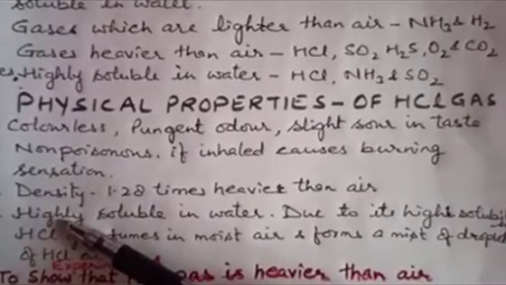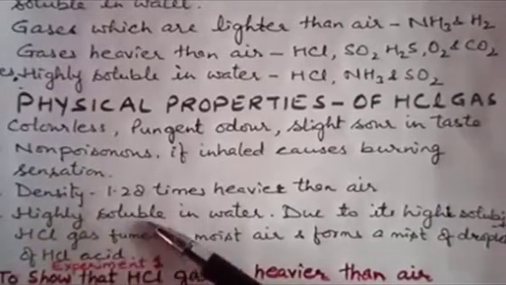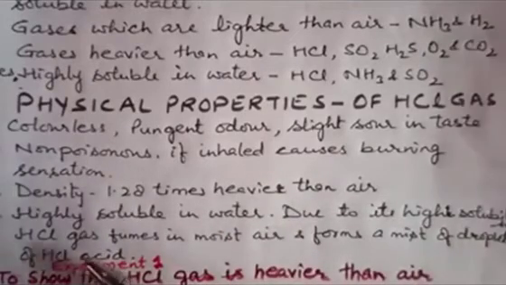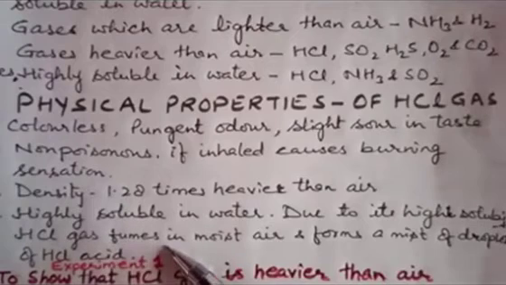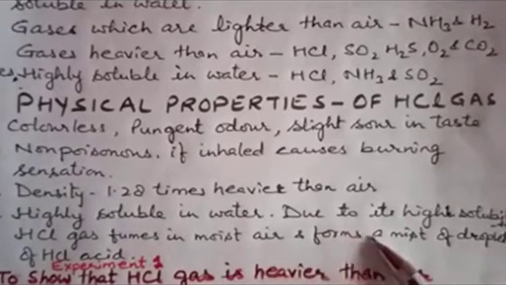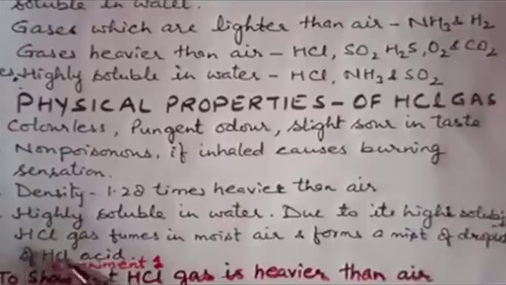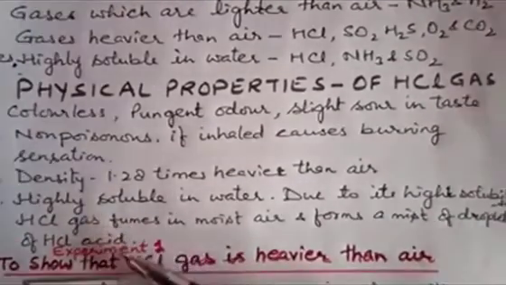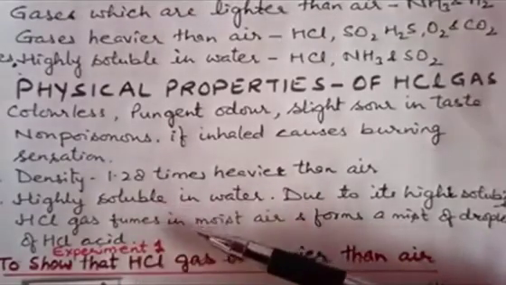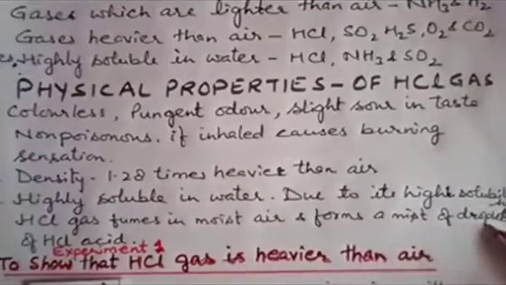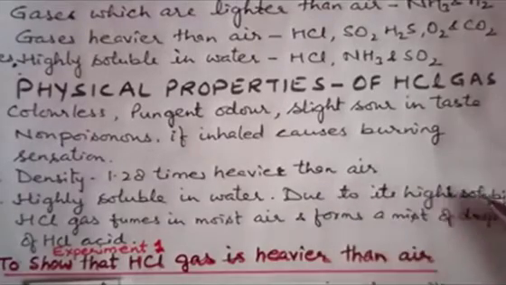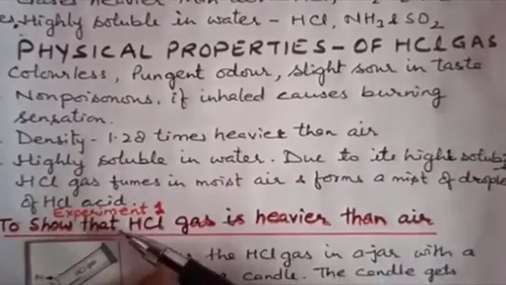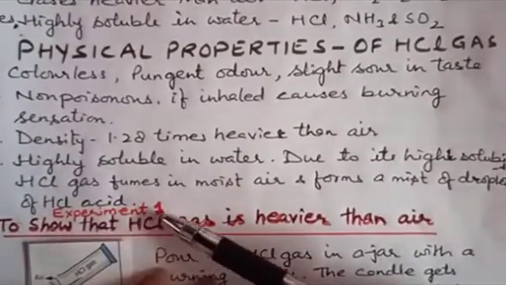Next, hydrogen chloride gas is highly soluble in water, and due to its high solubility, HCl gas fumes in moist air and forms a mist of droplets. Now a question may ask, why does hydrogen chloride gas, when it comes in contact with air, form a mist of droplets? Because it is highly soluble in water.